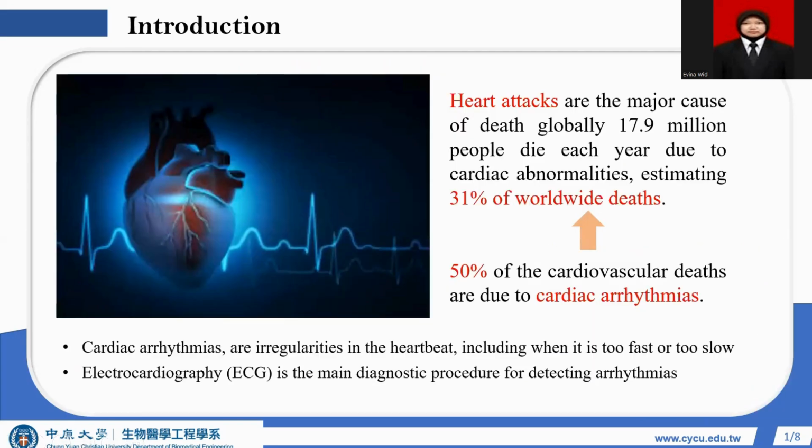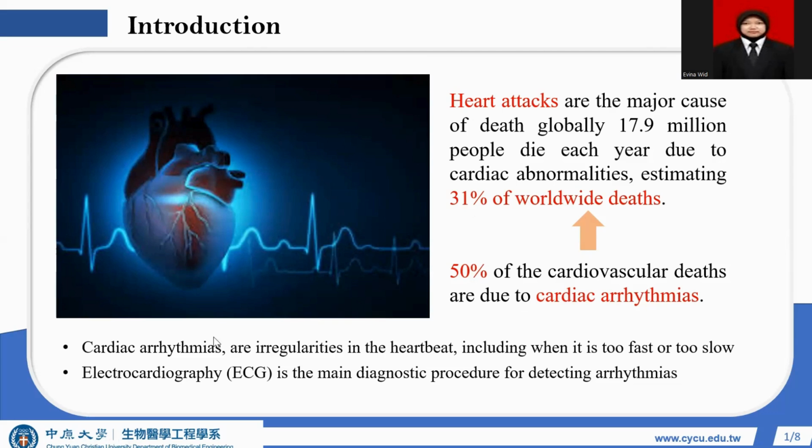Next is the introduction of this article, which is all about heart attacks. Heart attacks are a major cause of death globally. 70.9 million people die each year due to cardiac abnormalities, estimating 21% of worldwide death. So this is a big impact, almost 21% of worldwide death, and 50% of them are due to cardiac arrhythmias.